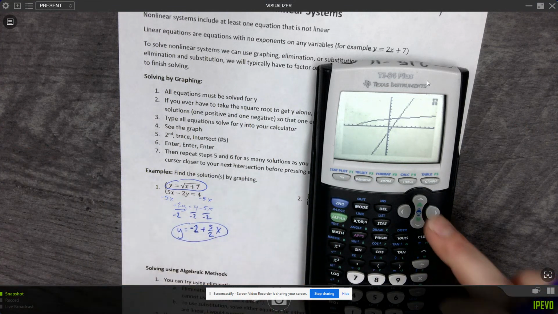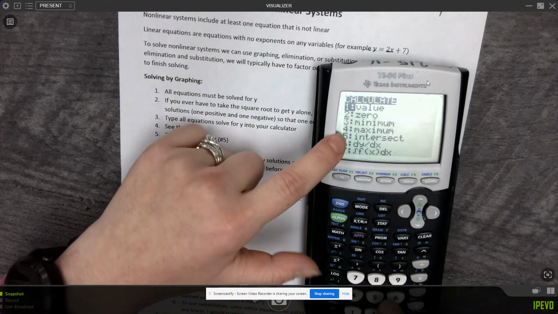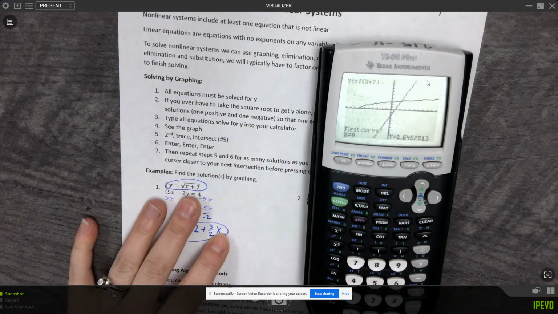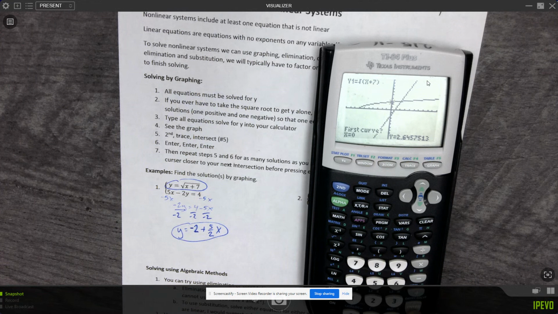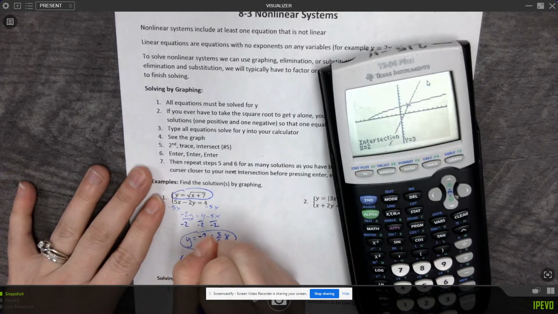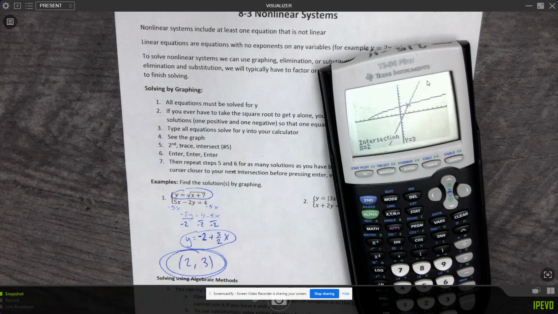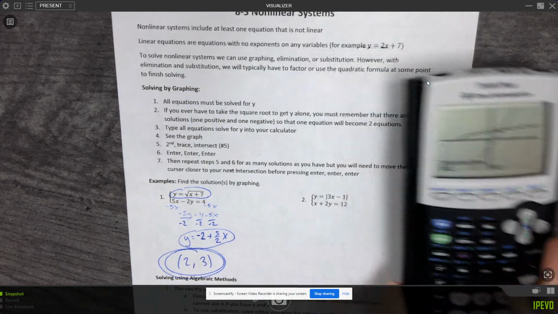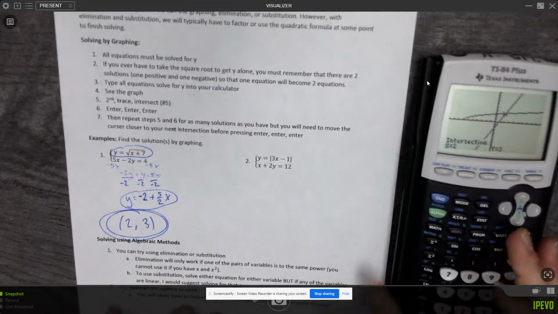So I go second, trace, number 5. And since there's only one solution, all you need to do is enter, enter, enter. Your answer is 2, 3. All you have to do on that one, because there's only one answer.